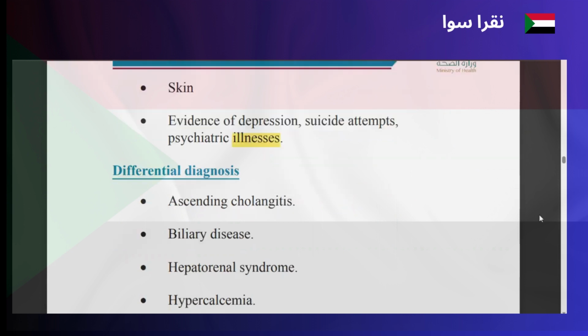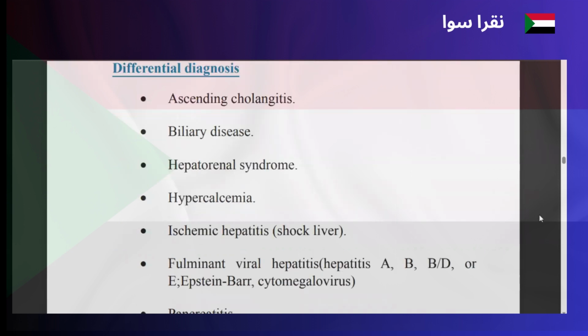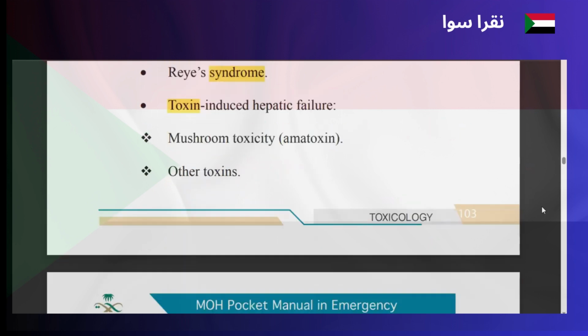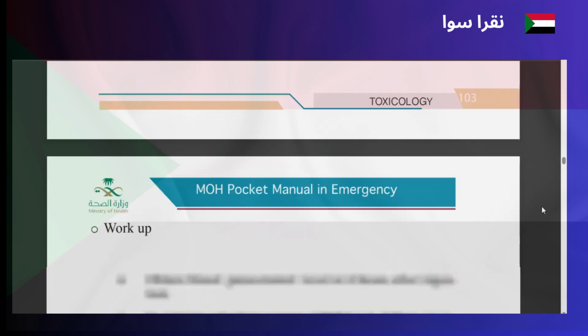The differential diagnosis: ascending cholangitis, biliary disease, hepatorenal syndrome, hypercalcemia, ischemic hepatitis, shock liver, fulminant viral hepatitis, pancreatitis, perforated viscus, Reye's syndrome, and toxin-induced hepatic failure such as mushroom toxicity and other toxins.